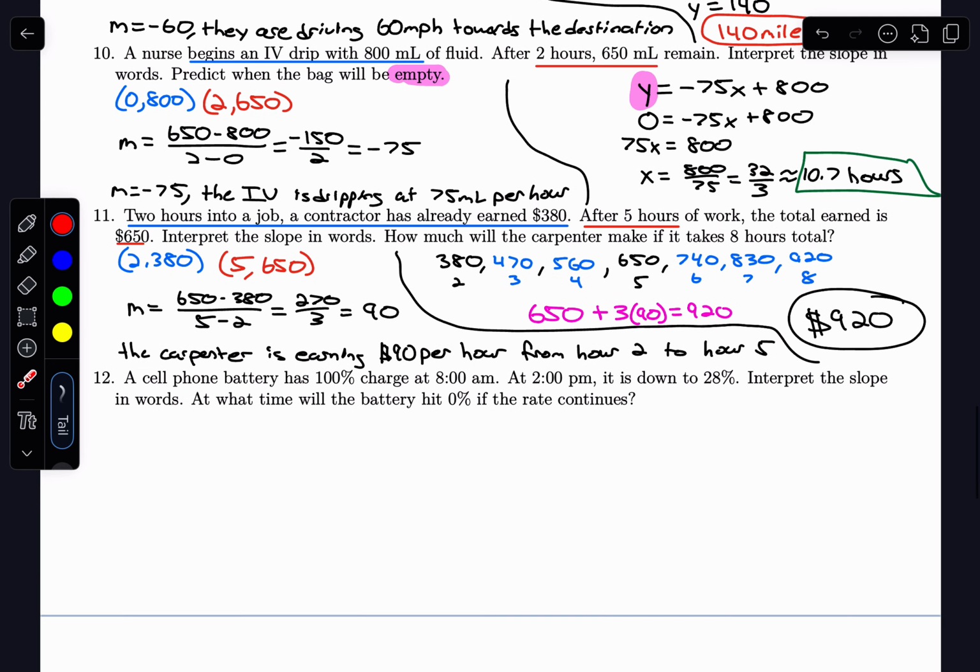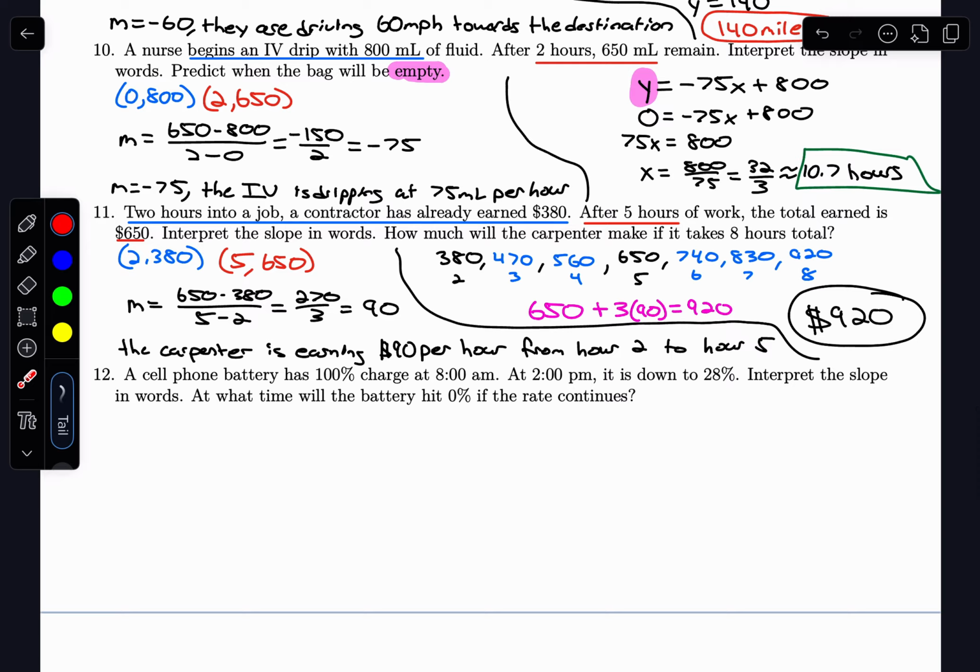All right, number 12. This one's going to break our brains just a little bit. Just a little bit. Okay. It says a cell phone battery has 100% charge at 8 a.m. At 2 p.m., it is down to 28%. Interpret the slope in words. At what time will the battery hit 0% if the rate continues?